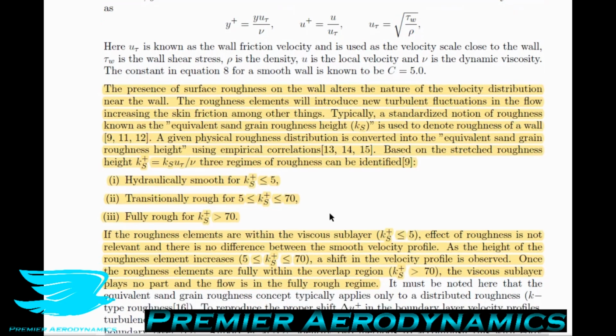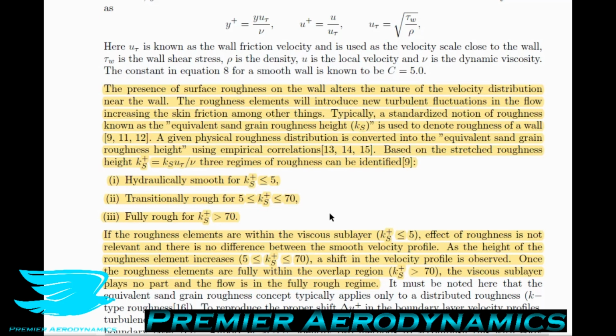So this value of KS plus, which is just a value that we calculate to determine how smooth or rough the wall is, if KS plus is below 5, we can term the wall as hydraulically smooth, which means that it's just smooth based on fluid mechanics. If this KS plus value is between 5 and 70, we call it transitionally rough. And finally, if the KS plus value is greater than 70, we say that the wall is fully rough.